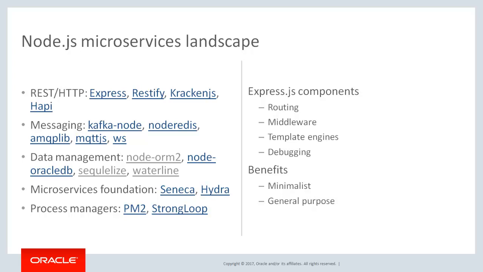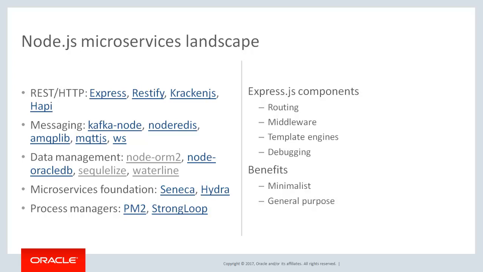Seneca and Hydra are the components which provide the capabilities within what is called a microservices chassis, right? They aim to solve some of the common microservices development concerns like service discovery, inter-service communication, health check, monitoring, and so on and so forth.